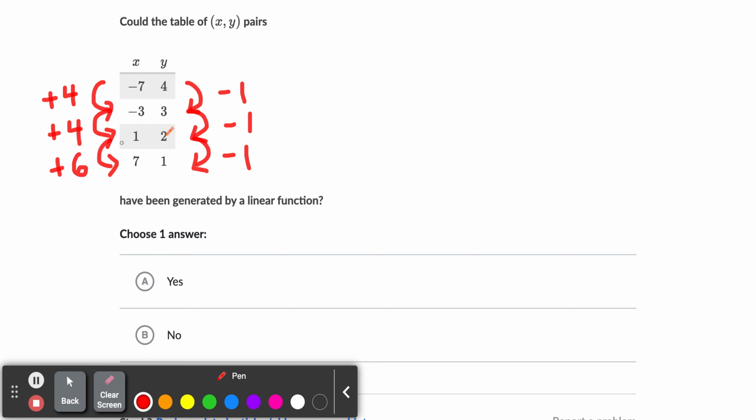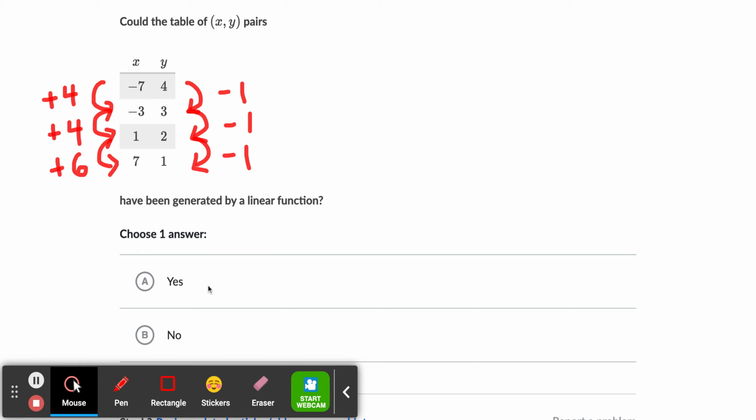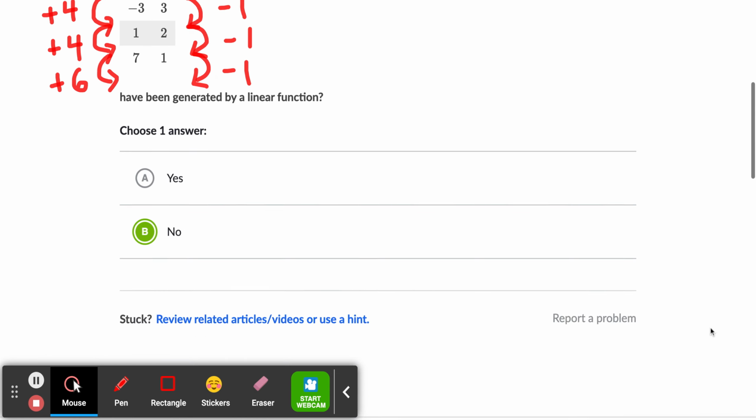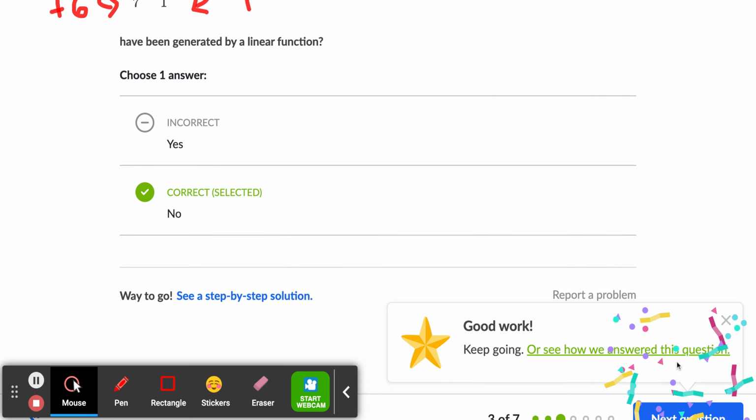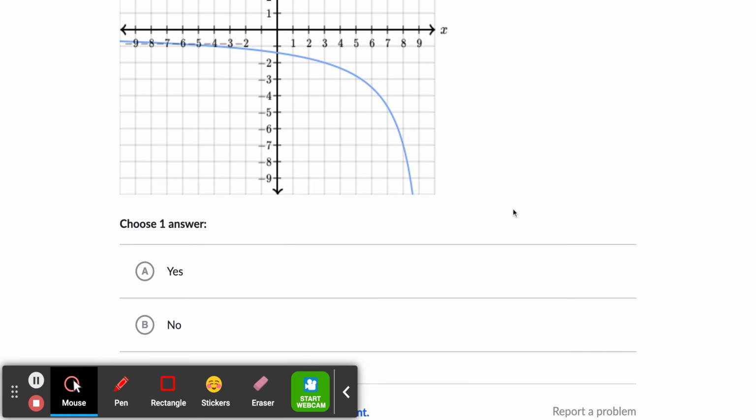Okay? So between the first set of points, we have a slope of -1/4. Between the second and third points, we have a -1/4. But between the third and fourth, we have a -1/6. So they're not trying to be tricky. They just want to make sure you're checking all of the points. Okay, so this one's actually not a linear function because it changes. The slope or the rate of change is different than some of the other point combos. So it has to be the same throughout the whole thing. Make sure you check each.